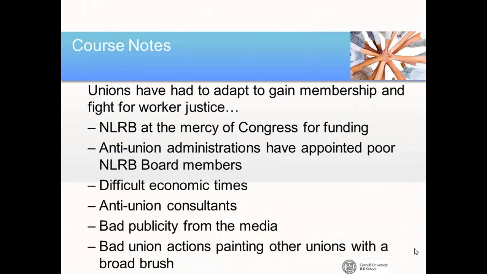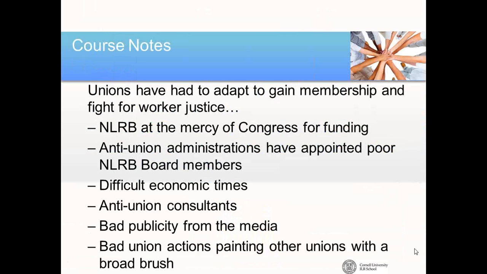Difficult economic times, you would think, would make organizing easier, because you think, well, if people are not being treated fairly, if they're worried about security, that sort of thing, the union message would appeal to people like that. But just the opposite happens, and there's all kinds of documentation on this with the decline of union membership and decline of union organizing connected with difficult economic times.